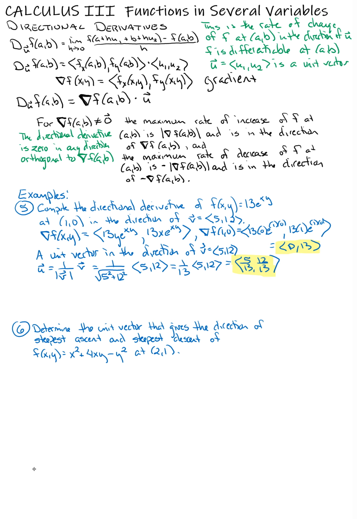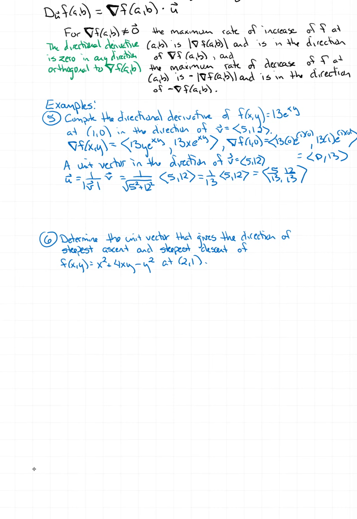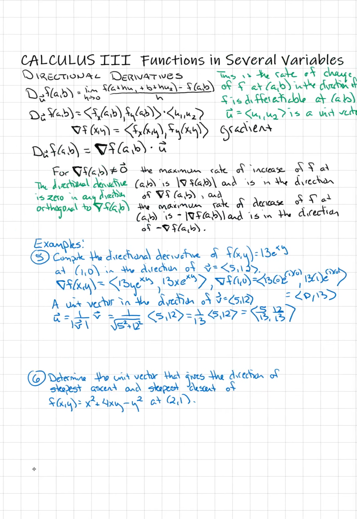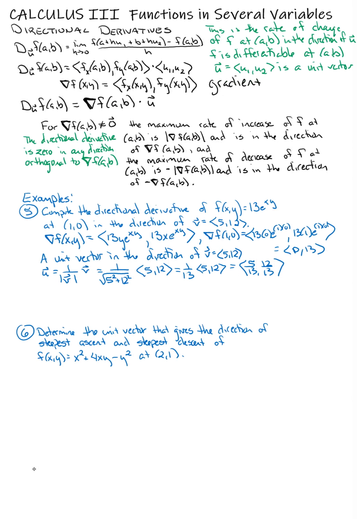Here is our gradient, (0, 13). So we want the dot product. Here we go. So the directional derivative of f evaluated at (1, 0) in the direction of u is simply that vector (0, 13) dotted with (5/13, 12/13). So remember the dot product, lots to remember in this.